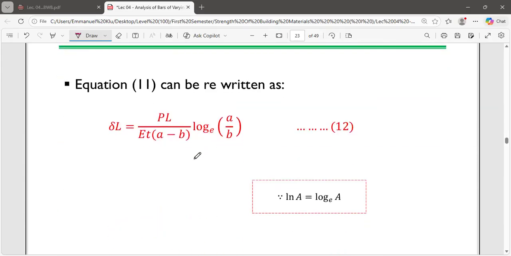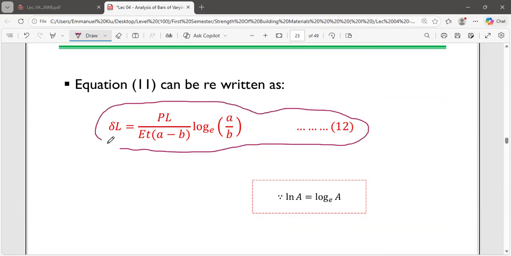Because of time, we can't spend much time proving those formulas now. So this is the formula that we can use to calculate the total change in length in a bar that is tapering and has a rectangular end.